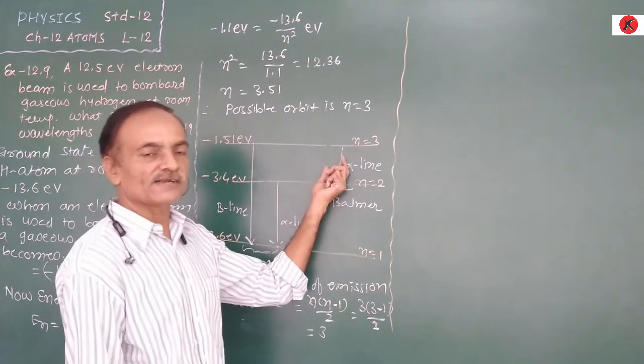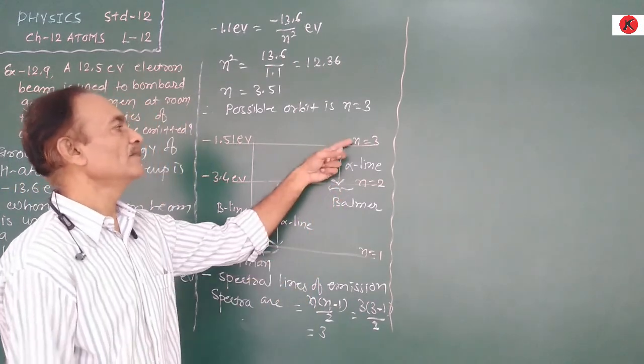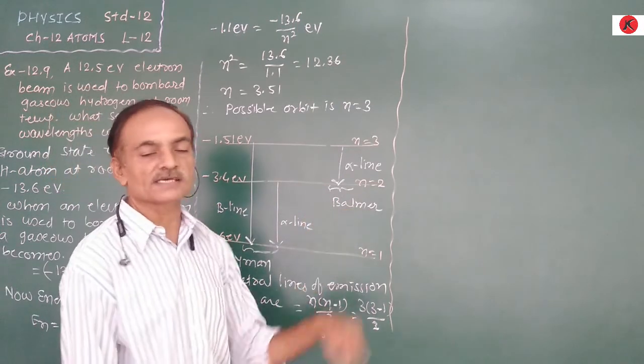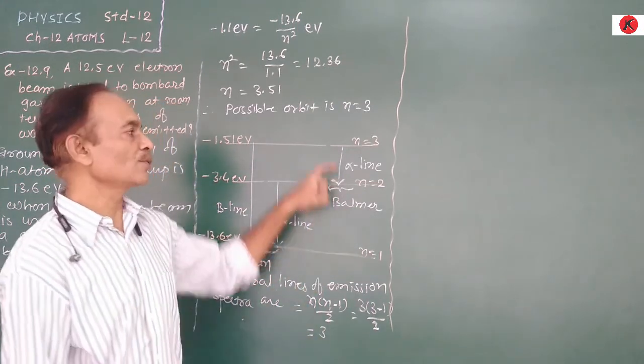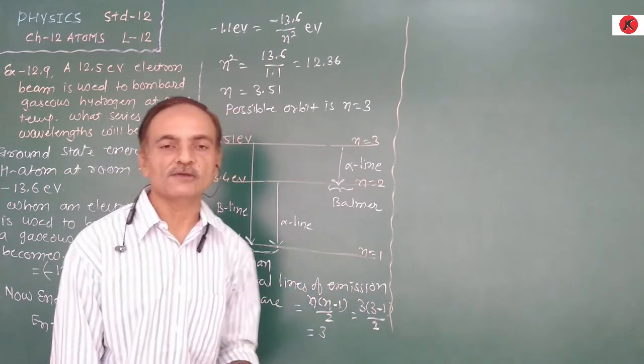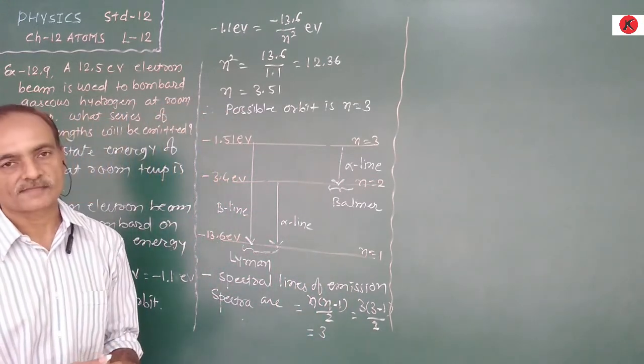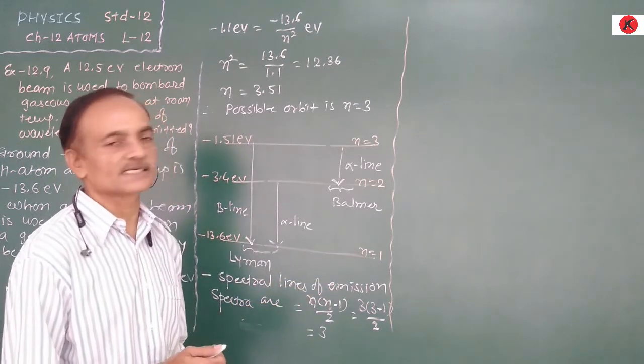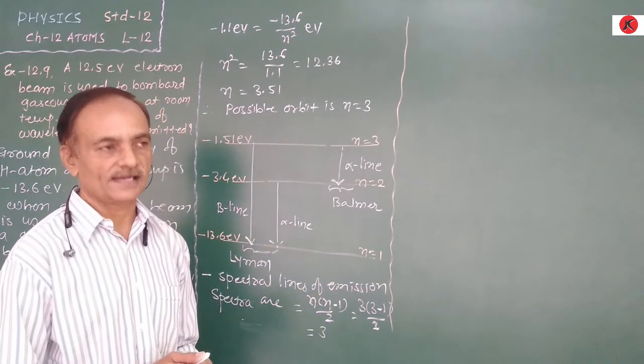Now, corresponding to the transition of electron from the third orbit to the second orbit, the second series, that means the Balmer series, is obtained. Here, being the closest transition, the alpha line of the Balmer series is obtained. We are interested to calculate the wavelength of this spectral line.